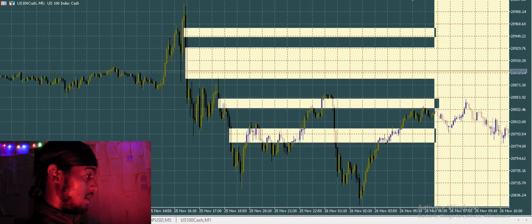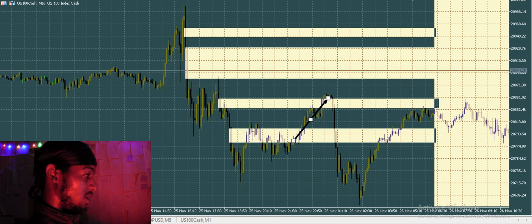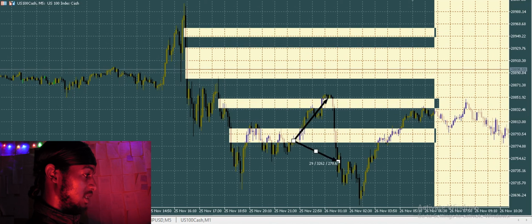Yes. Price drove up. And after it drove up, you'd expect it to drive back down after filling up an imbalance. I'd say that is the most basic scenario.